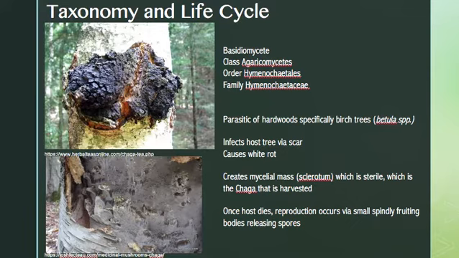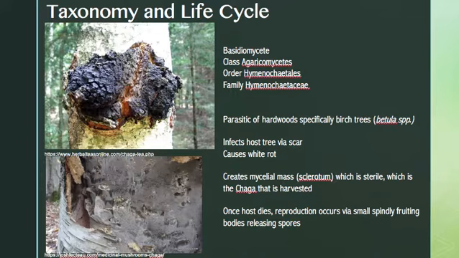And what happens is the spores of Chaga will find a wound or a scar in the tree, and they will infect the tree. The spores enter through that wound and then spread to the heartwood, and eventually the Chaga fungus will infect the entire tree and kill it. But from the heartwood, mycelium grows, and the Chaga mycelium causes white rot by decomposing the lignin and, to a lesser extent, the cellulose of the tree.